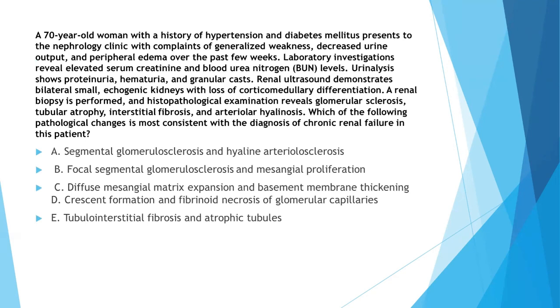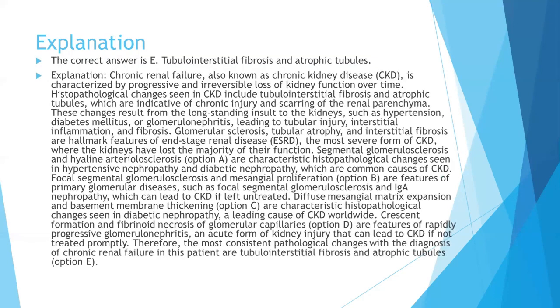Segmental glomerular sclerosis and hyaline arteriolar sclerosis; focal segmental glomerular sclerosis and mesangial proliferation; diffuse mesangial matrix expansion and basement membrane thickening; crescent formation and fibrinoid necrosis of glomerular capillaries; tubulointerstitial fibrosis and atrophic tubules. So the answer is tubulointerstitial fibrosis and atrophic tubules.